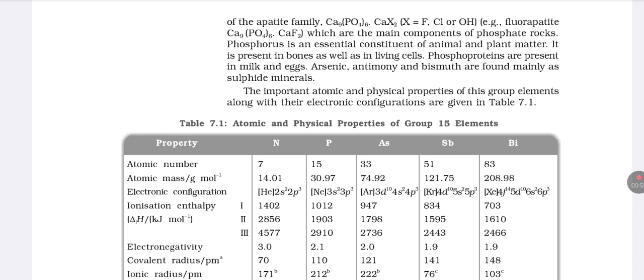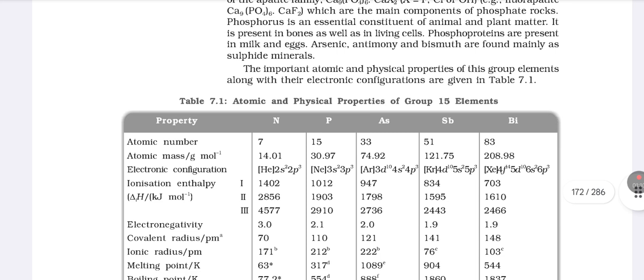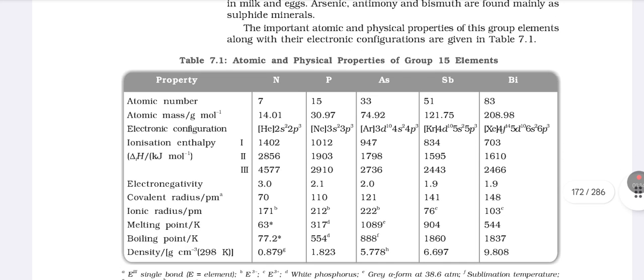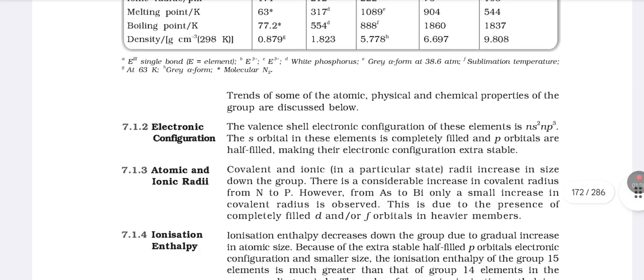Phosphorus is an essential constituent of animal and plant matter. It is present in bones as well as in living cells. Phosphoproteins are present in milk and eggs. Arsenic, antimony, and bismuth are found mainly as sulfide minerals. The important atomic and physical properties of this group of elements, along with their electronic configuration.